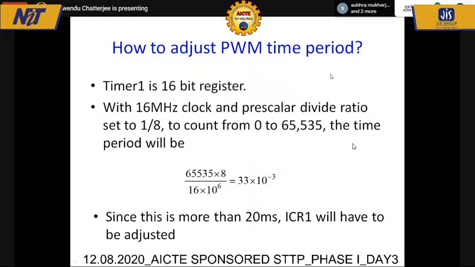How to adjust the PWM time period? First of all, two things: time period and pulse width. So we will start with the time period. Now Timer 1 is a 16-bit register, with a 16 megahertz clock and prescaler divide ratio set to 1/8. To count from 0 to 65535, the full range of Timer 1, the time period will be 33 milliseconds.